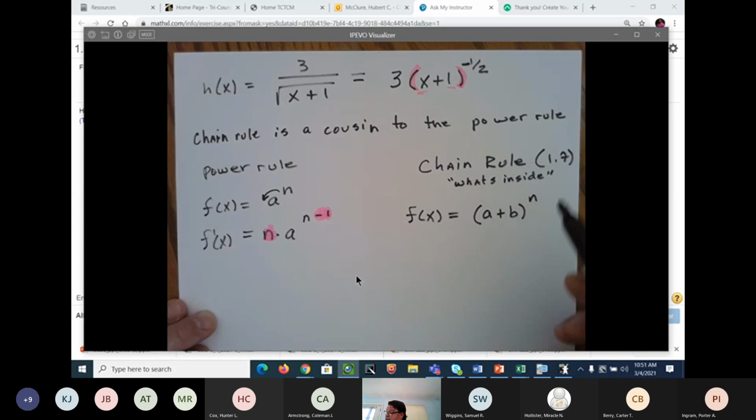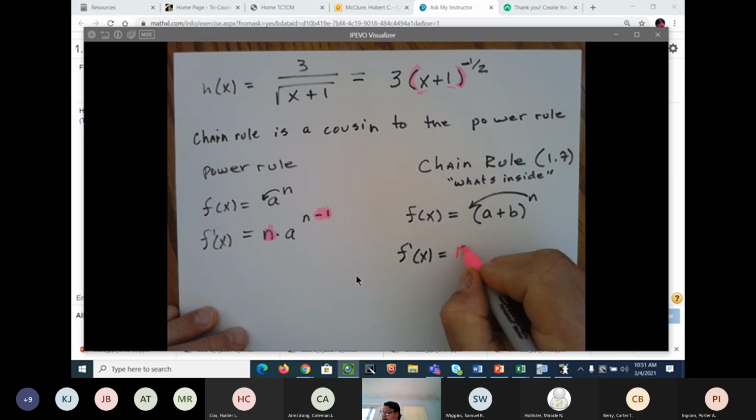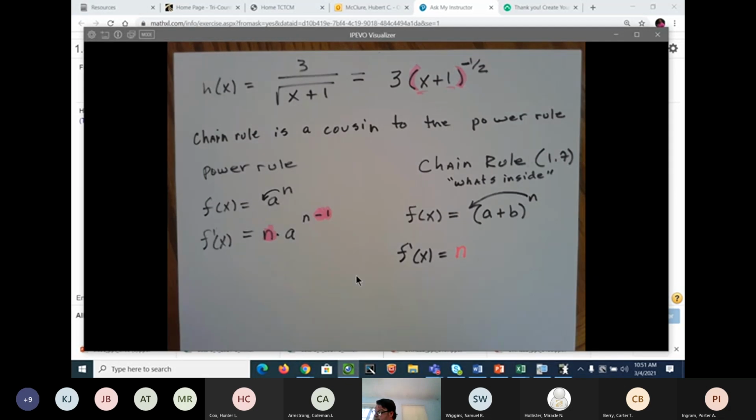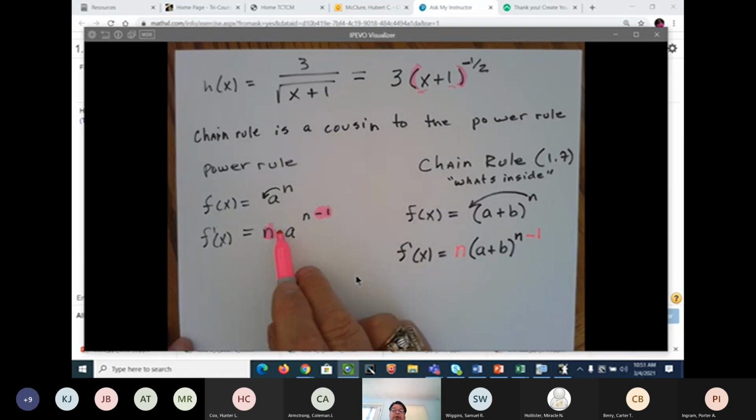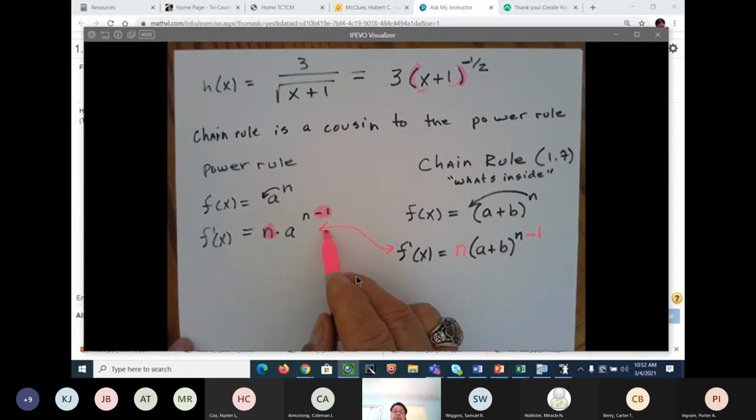I'm going to use the same rule. I'm going to bring this n out. And I'm going to do f prime of x is equal, and I'm going to put that in pink, n times a plus b to the n minus what? Does everybody see the relationship to the power rule? These two right here are related. Does everybody see that? Ms. Holcomb, Ms. Hollister, do you see that?